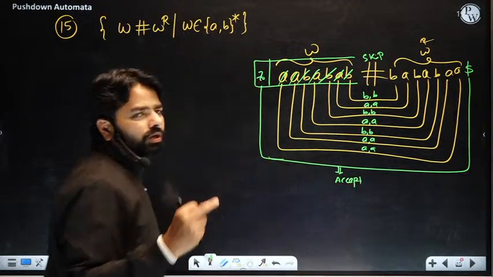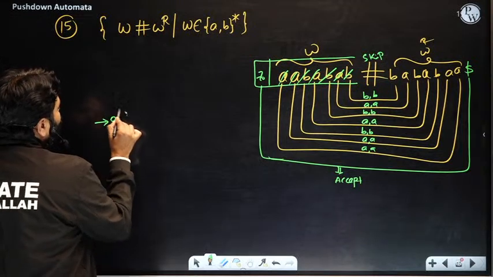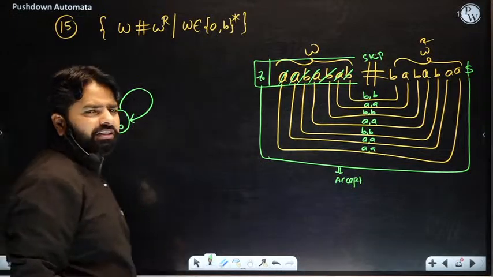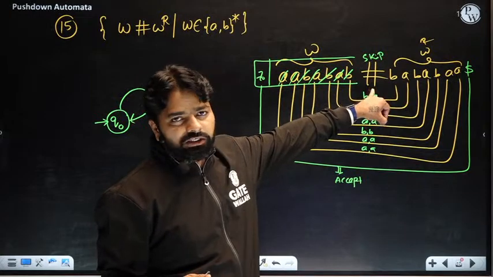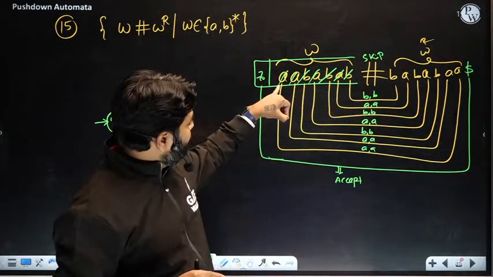So designing is so easy. How do you design? You take a Q0 to read the entire W. How can you read the entire W? Every combination you should push except the hash. So till the hash, every combination, A might be the beginning symbol, B might be, it doesn't matter.